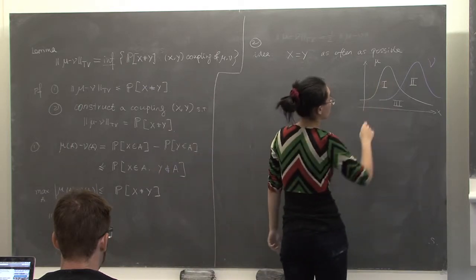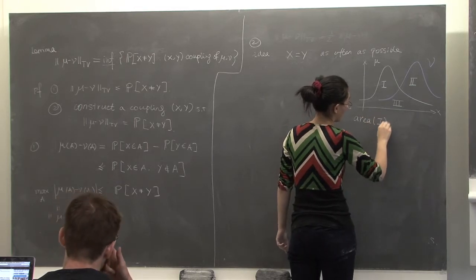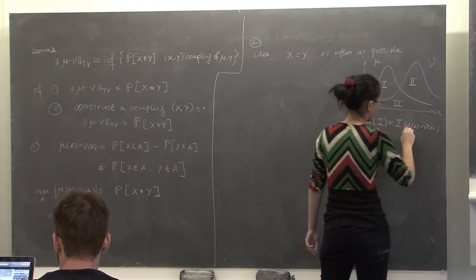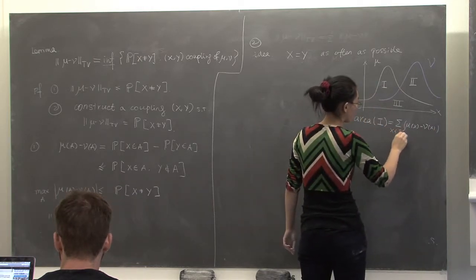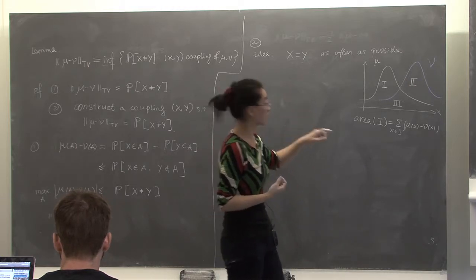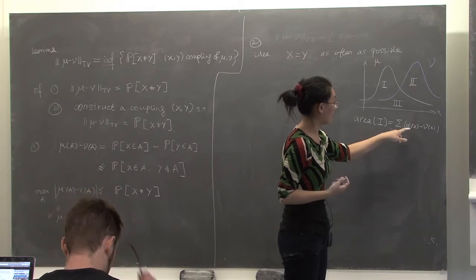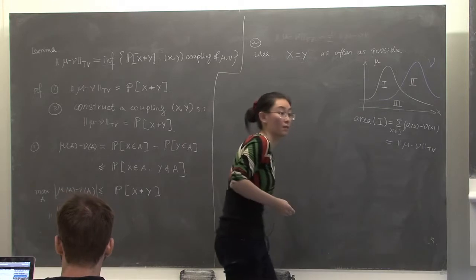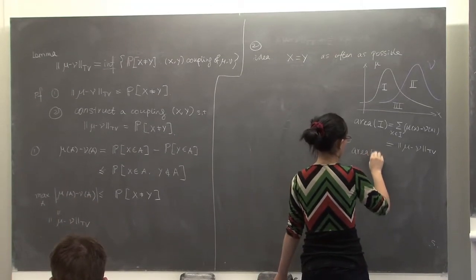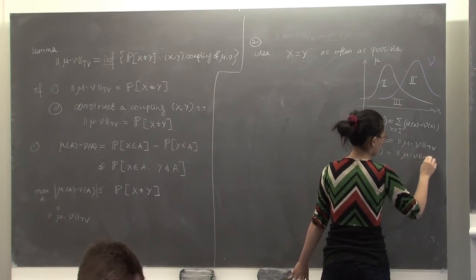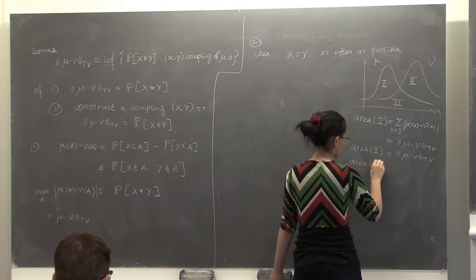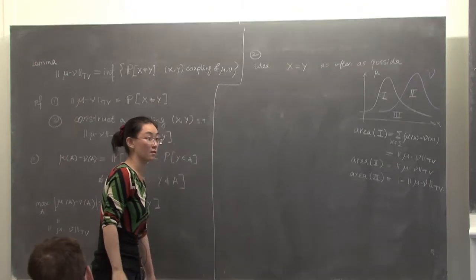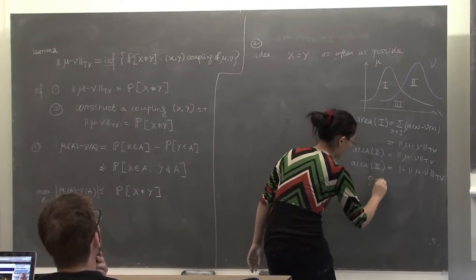And in other words, from the construction here, we can see that the area of the first part is just mu(x) minus nu(x) for x in B, where B is the set of all x such that mu(x) is greater than nu(x). So this is exactly the total variation distance. And the same, the area of the second part is also the total variation distance. And the area of the third part is 1 minus the total variation distance. So I just introduced the notation: p equals 1 minus the total variation distance.